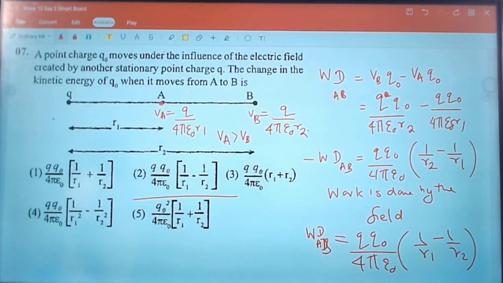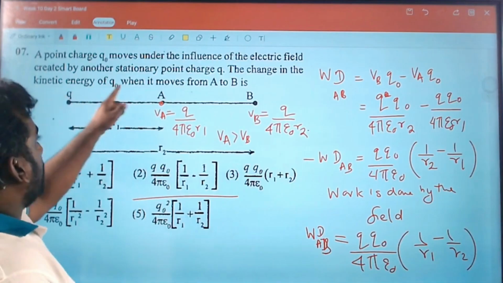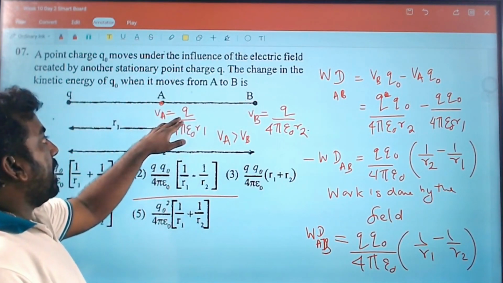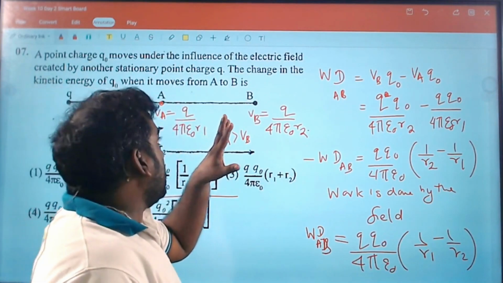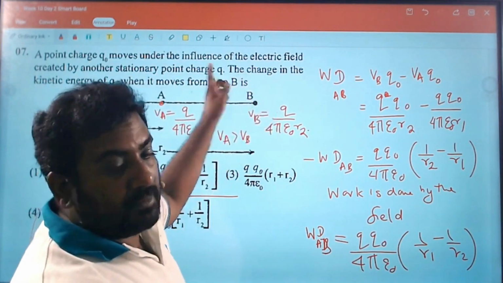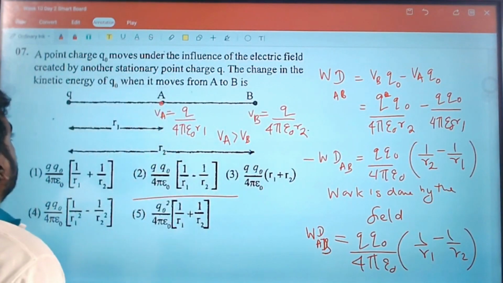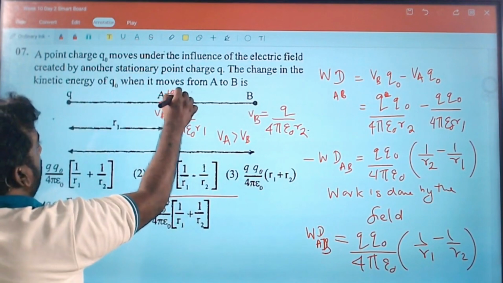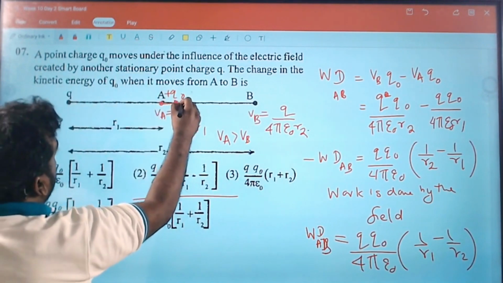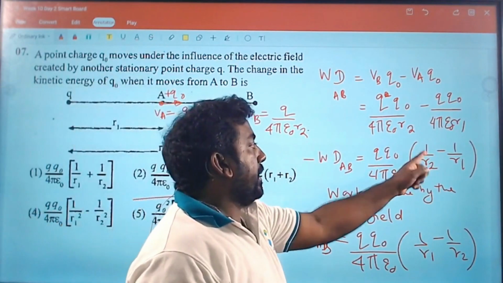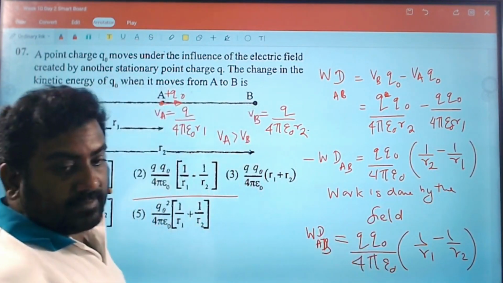Answer number 2. So find the potential here, find the potential there. Potential multiplied by charge will give you energy. Difference in energy is final minus initial. It's going to be a negative value. Why? Field is doing work. Here if I put a plus Q naught, positive, repulsive. So field is doing work. So work should be minus. Put it here, simplify it, you get the answer.